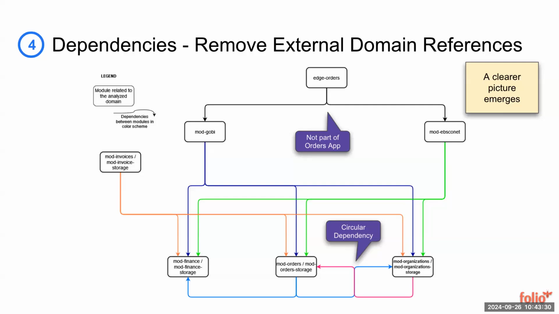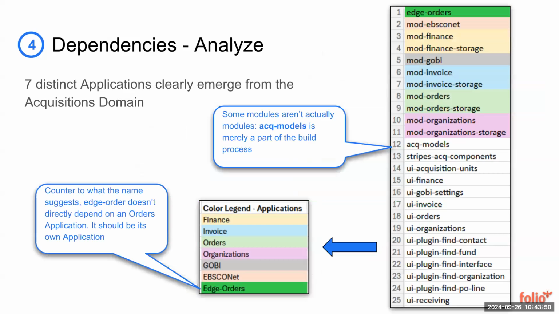So that's one lesson here. And then we can see that we have this circular dependency going on. Orders depends on organizations, and organizations depend on orders. So that's another problem that we have to deal with. And the point here is to do an analysis and understand how things will fall out when we get to it. So now we do the analysis. And as I pointed out, edge orders is actually not part of orders. It's going to be something separate.